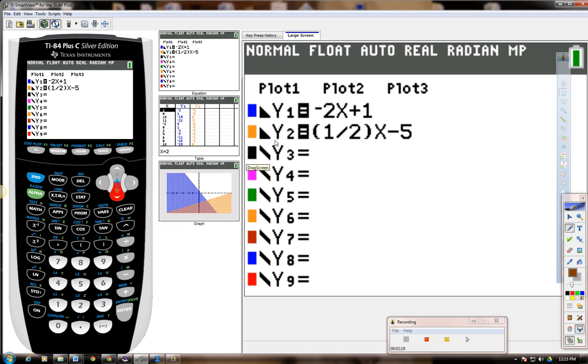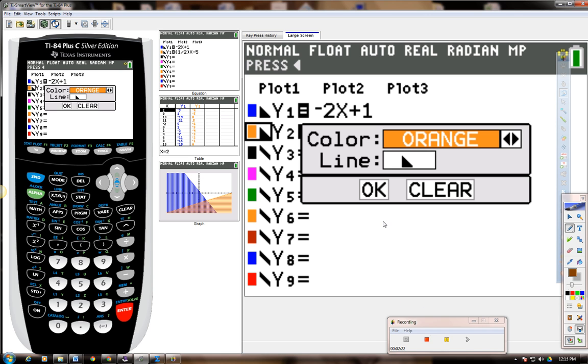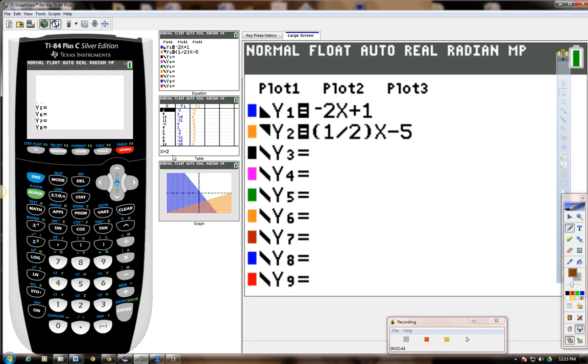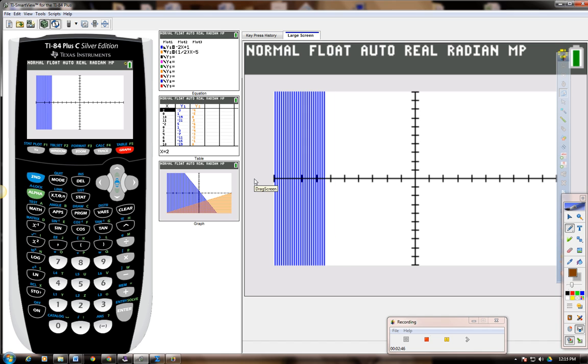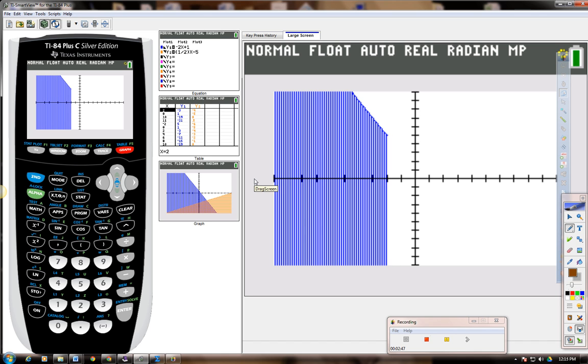So for greater than, I need to go in and change this one. Enter. I'm using orange. And I want to shade above that line. So I need to find the greater than. Hit OK. Hit graph. And you'll see it graph.